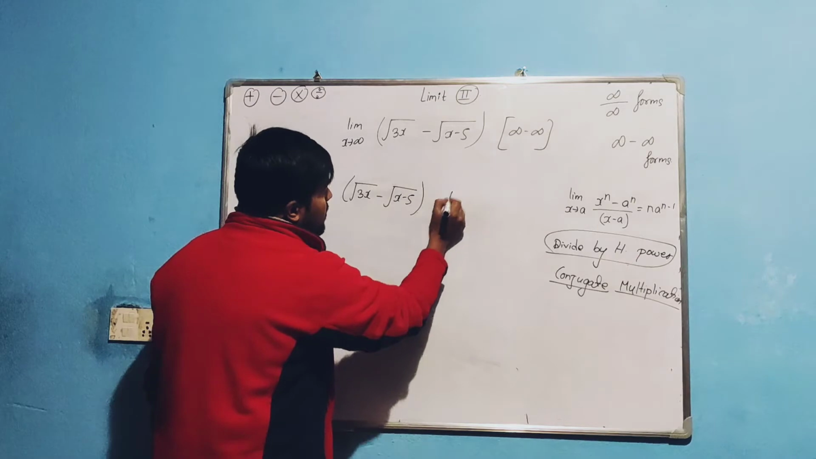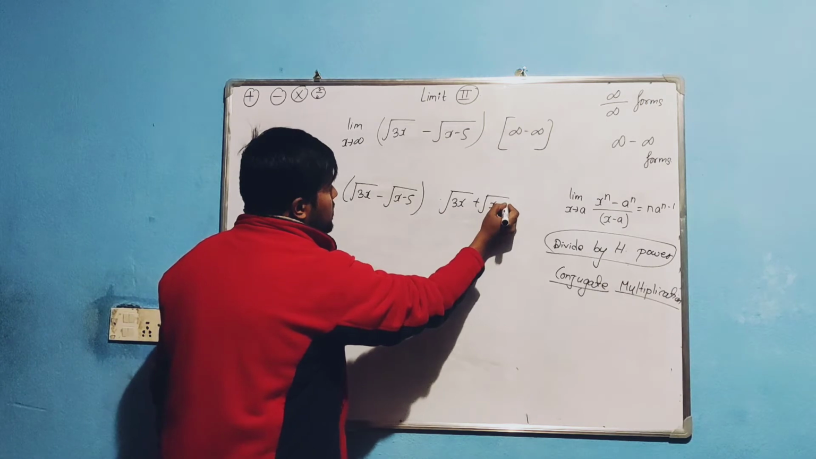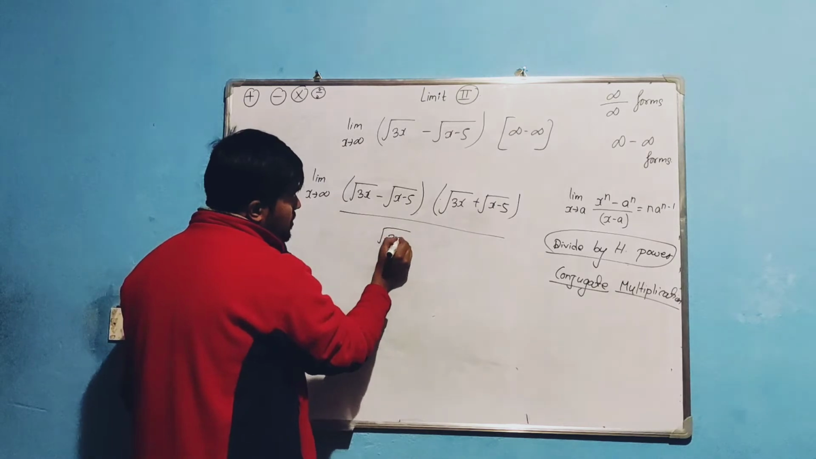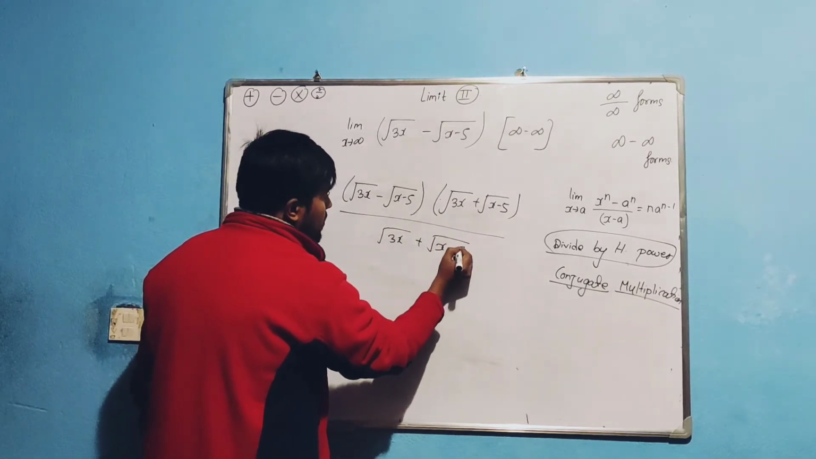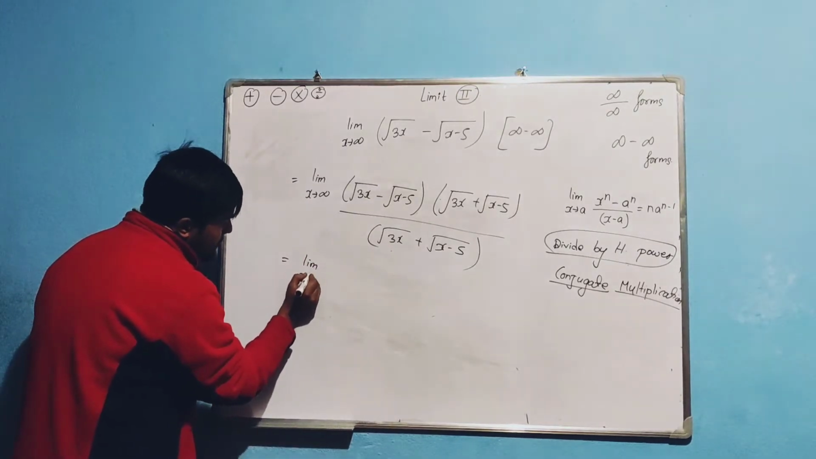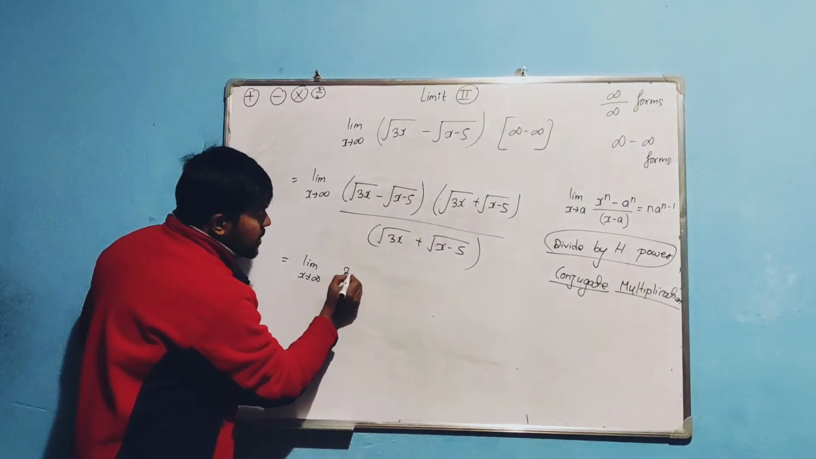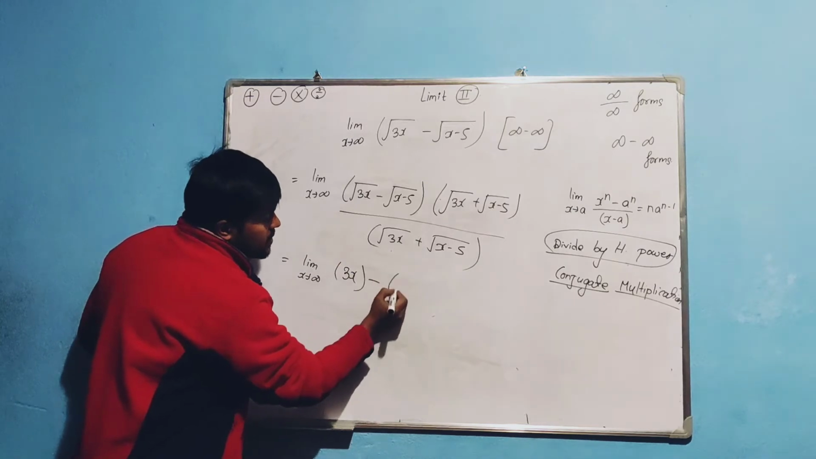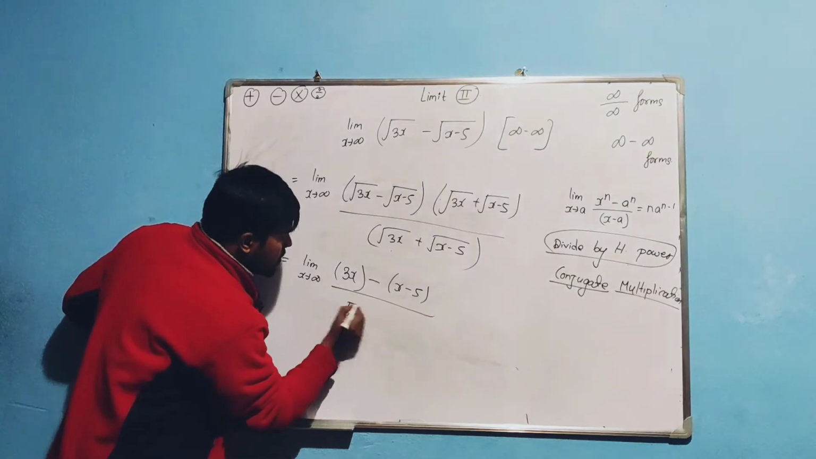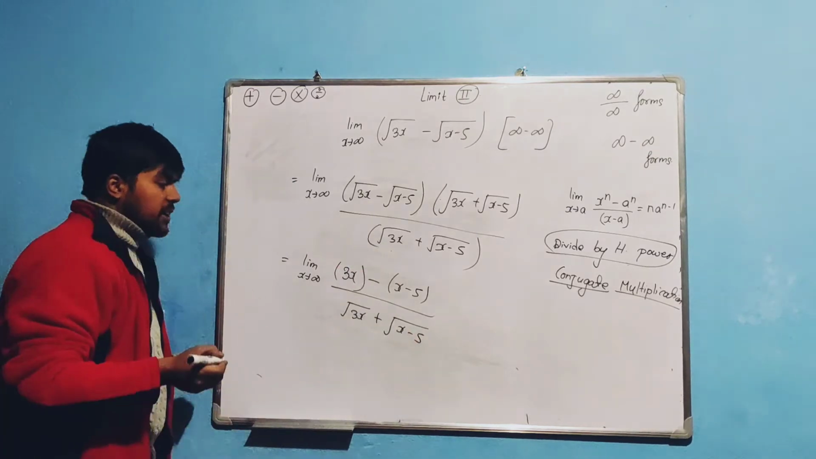So let us multiply by its conjugate. The conjugate is under root of 3x plus under root of x minus 5 upon under root of 3x plus under root of x minus 5. So यहाँ तपाईले हेर्नुहुन्छ भने we can again obtain the same form of a square minus b square, and which will give us the result 3x minus x minus 5. I hope you can compute this. And similarly, the result in the denominator is under root of 3x plus under root of x minus 5.